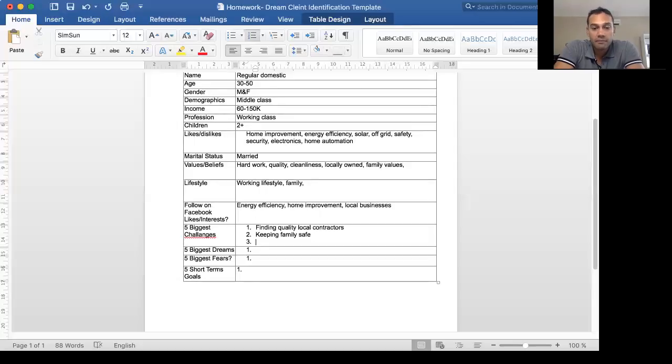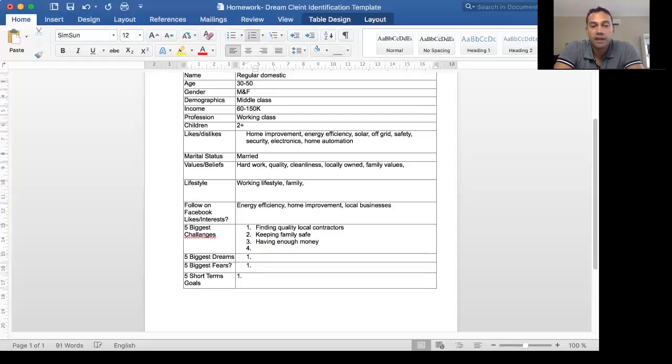Having enough money, that could be a challenge of theirs. All these different things. What are their 5 biggest dreams? Like I've said before, most people are like 70% negatively wired by default. It's just life, and it's just the way people are going these days, compared to 30% positive, people who would actually strive for positivity rather than just strive to stay out of negativity. So what are their biggest dreams?